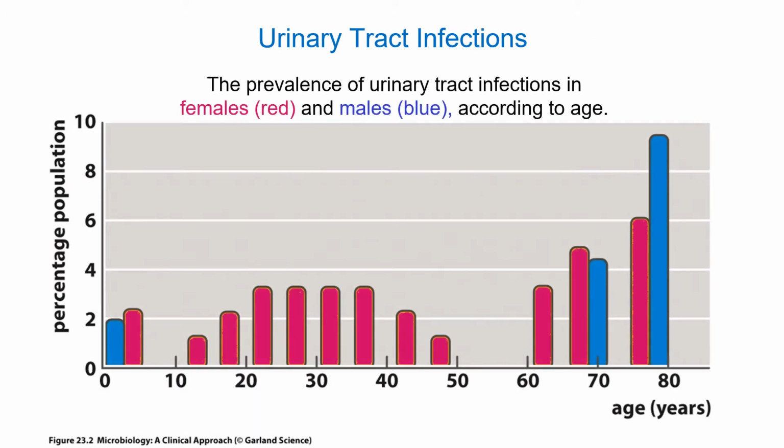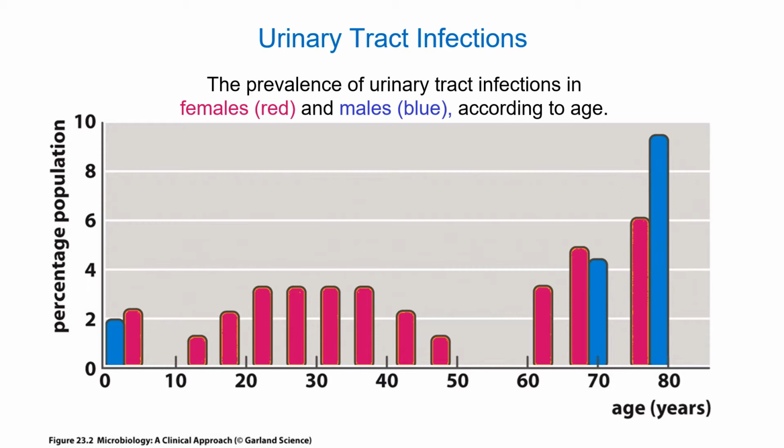So let's talk about urinary tract infections. Here is the general trend. You can see in young people, so maybe ages 0 to 3 before there's any toilet training, it's relatively similar. Girls and boys have very similar amounts of urinary tract infections. After that, it's mostly girls and women who are getting urinary tract infections.